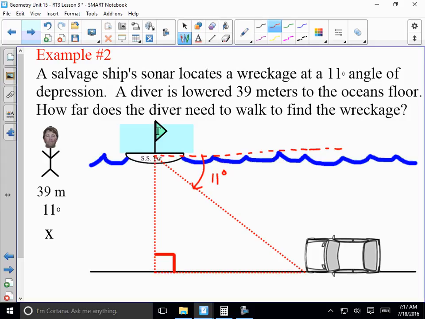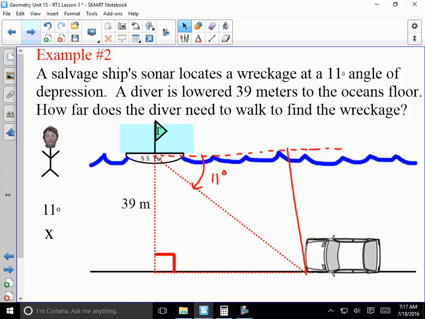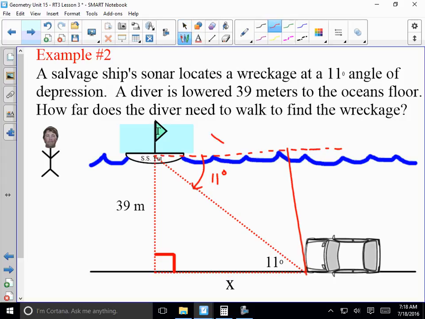Now, we can build two different triangles here based on what we want to do. Okay, we can build our pieces. The 39 meters can go here or here, so you get to pick where that goes. The 11 degrees can go where we put it here, or it can go down there, because we have alternate interior angles. And what we're trying to find, x, can either go at the bottom or it can go at the top. So those are the two triangles that we can build, and you just want to make sure that you're building them accurately.